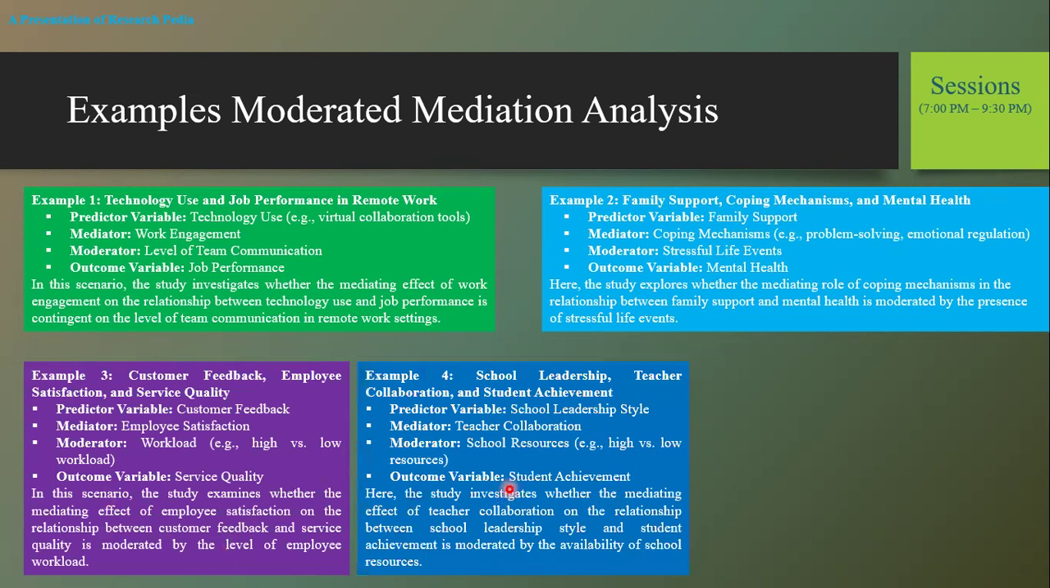The second last example is example number 4: school leadership, teacher collaboration, and student achievement. Our independent variable would be school leadership style. Our mediator would be teacher collaboration. Our moderator would be school resources, high versus low resources. Outcome variable would be student achievement.